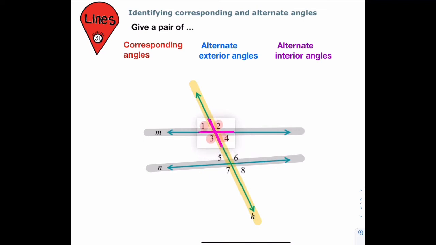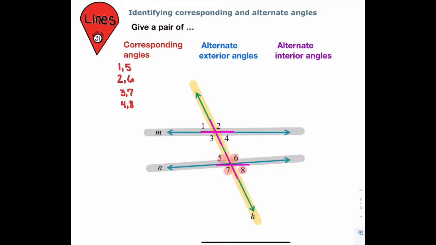So in other words, picture that 1, it would land on top of the 5. So 1 and 5 are corresponding. Or the 2 would land on top of the 6. So 2 and 6 are corresponding. The 3 would land on top of the 7. So 3 and 7 are corresponding. And then finally, angle 4 would land on top of 8. So 4 and 8 are corresponding.